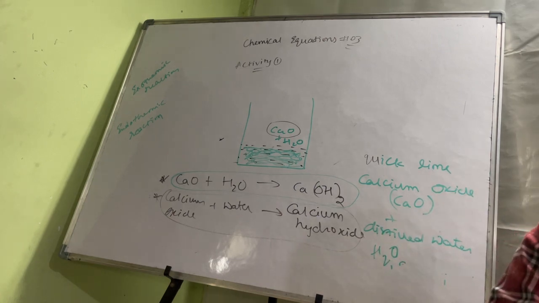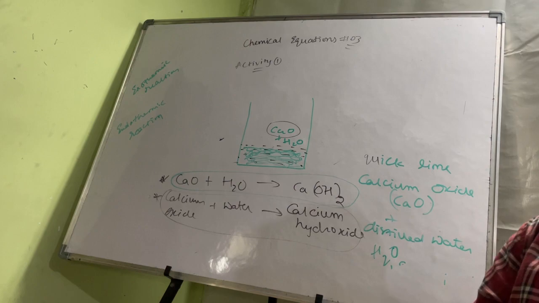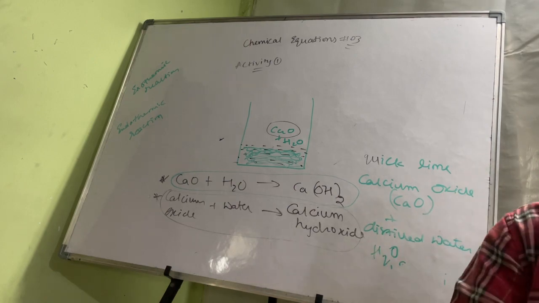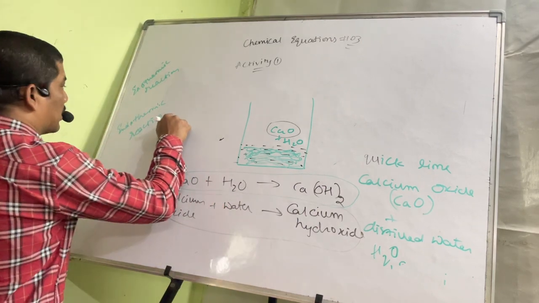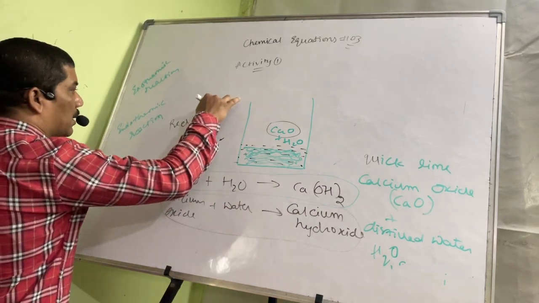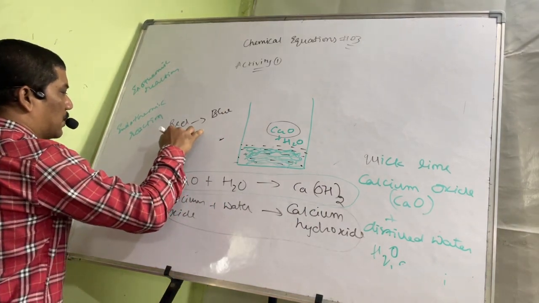Clear with this? अगर red paper blue में convert हो गया, तो वो solution क्या है? Basic है. Getting with this, so in that it will happen. Red will change to blue. So that means the solution is a basic solution.